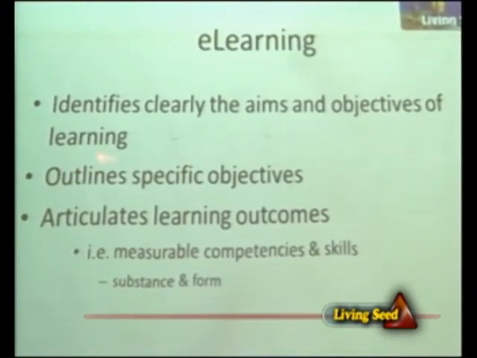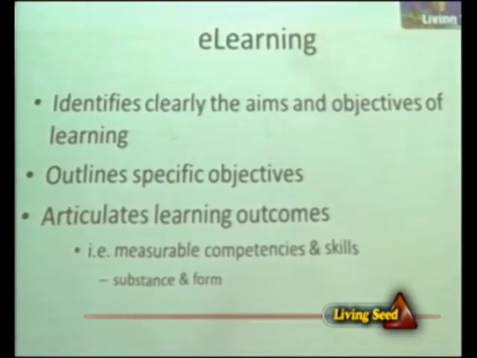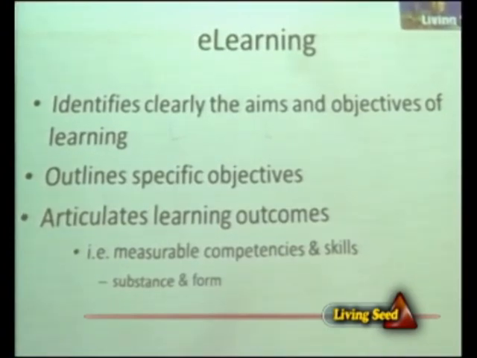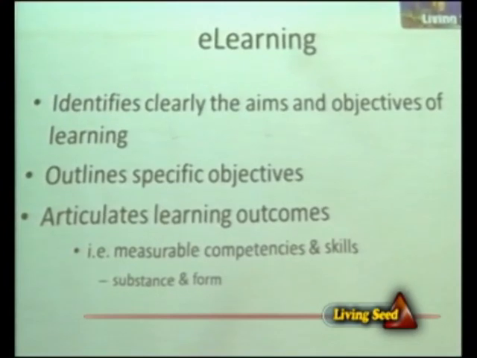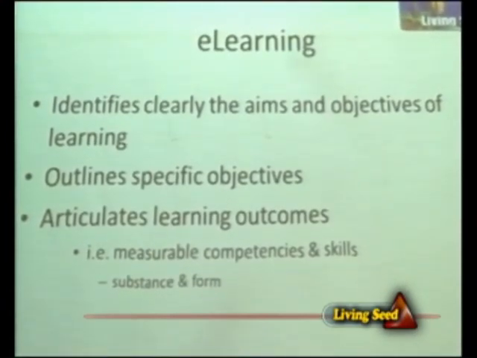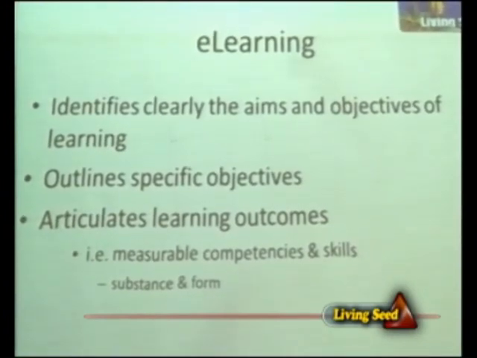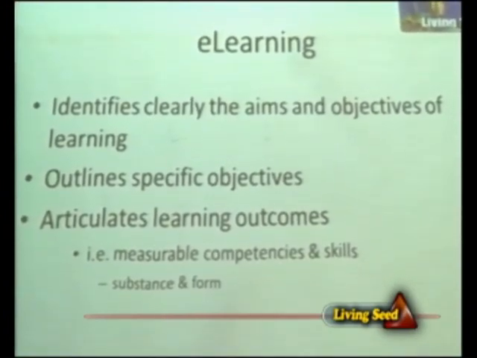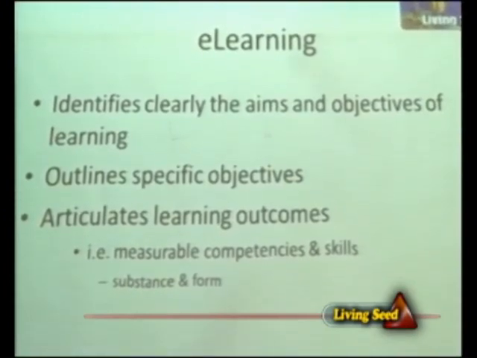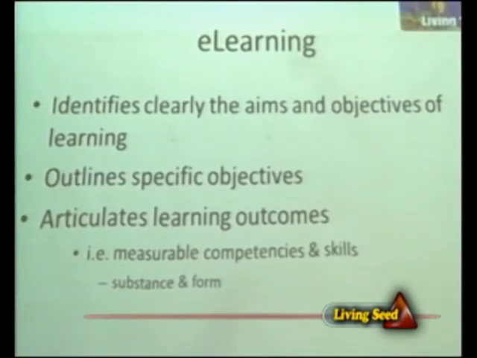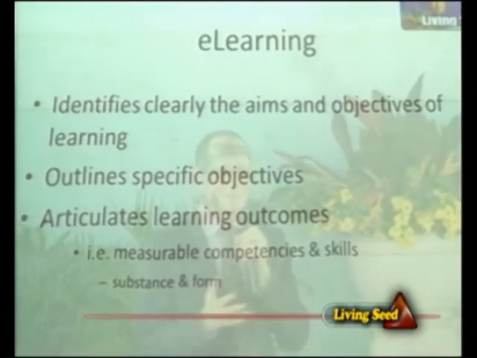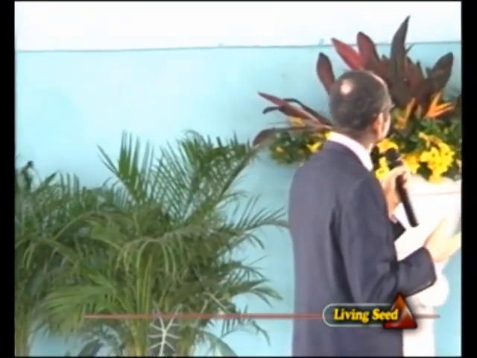Then you outline specific objectives. In some instances they say aims and objectives. Now, an objective is what you, as the teacher, want to accomplish. I want to impart this knowledge. I want us to be able to carry out this experiment. I want us to be able to do this, to do that. However, after imparting the knowledge, what are the outcomes? What are the changes you want to take place? You need to specify this, because this now becomes the measurable instances for your teaching.